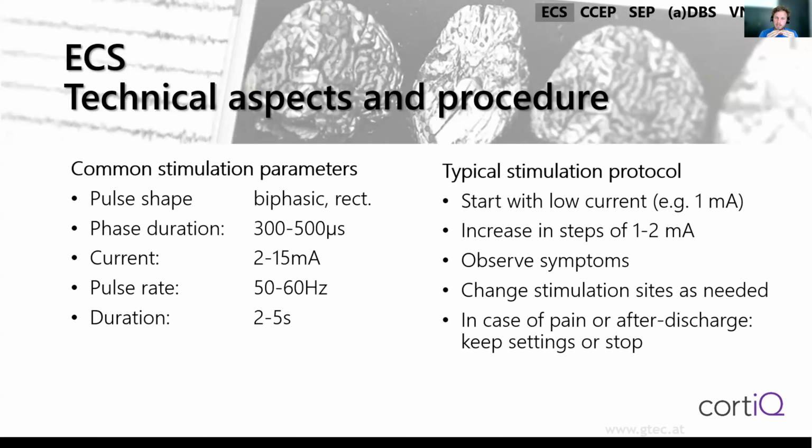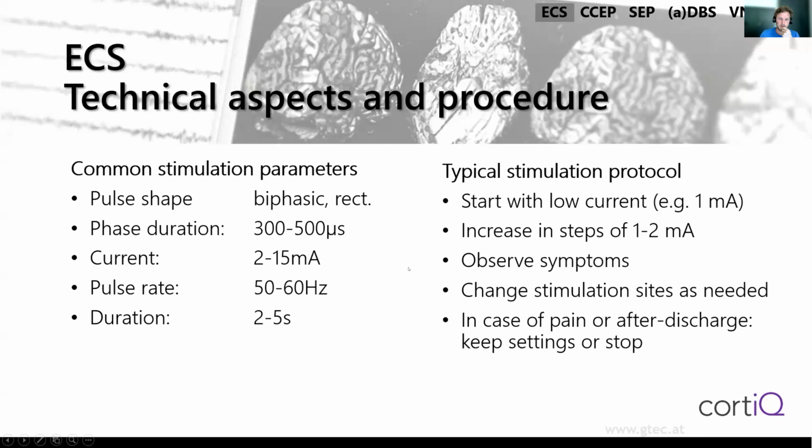Starting with 1 milliamp, usually you don't have any response, and then you gradually increase the stimulation current in steps of 1 to 2 milliamps, and then you observe the symptoms. At one certain stimulation level, usually you get some response, some effect. Or if you don't observe anything, you have to stop at a certain level, might be 10 milliamps or 12. And then you proceed. You change the stimulation site as needed.